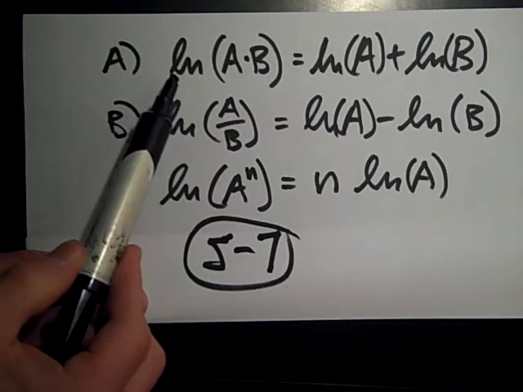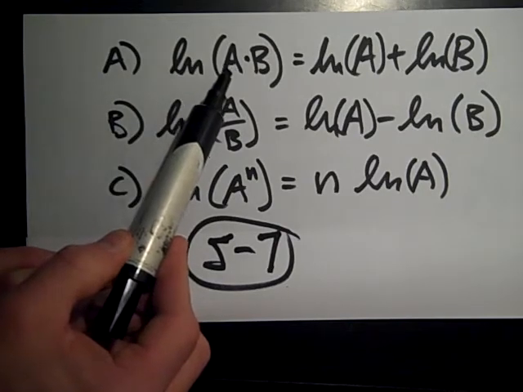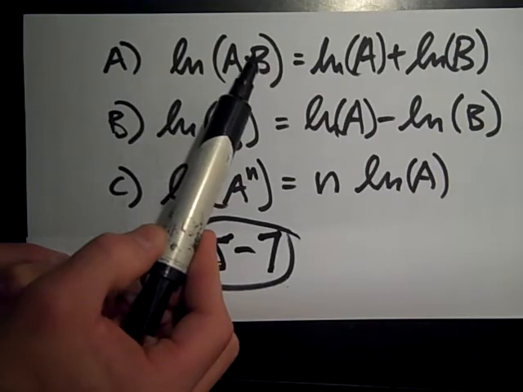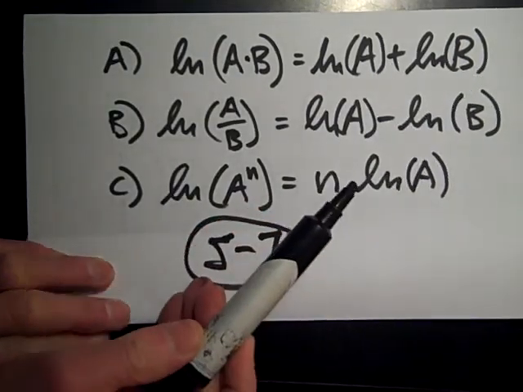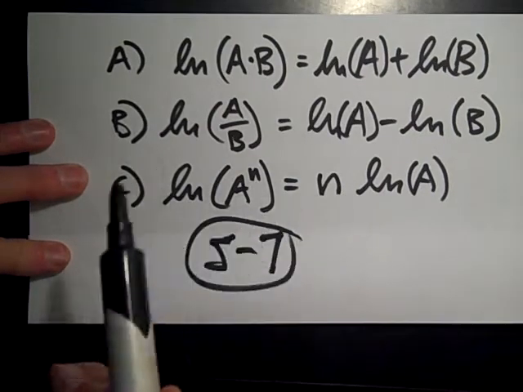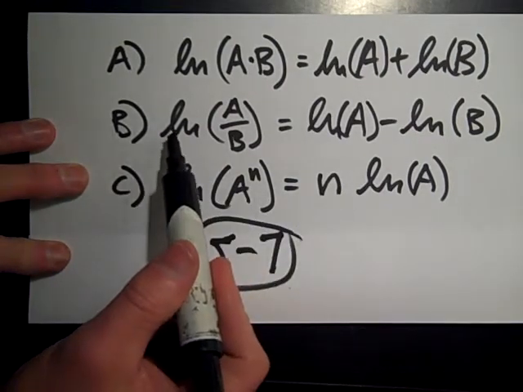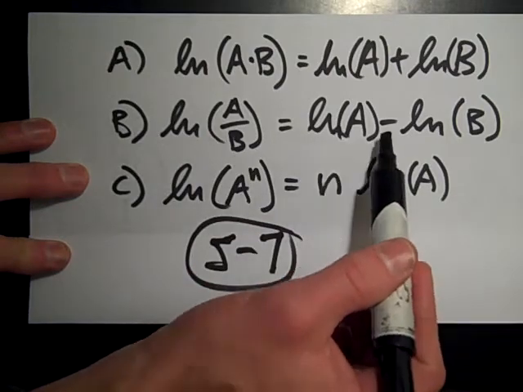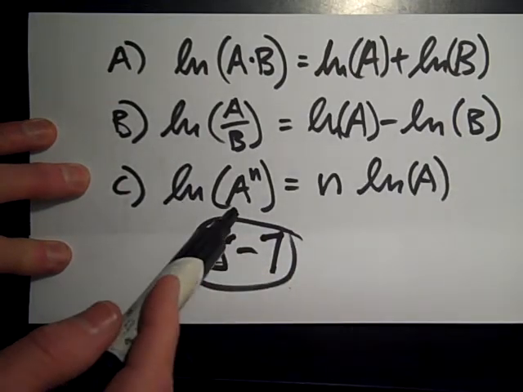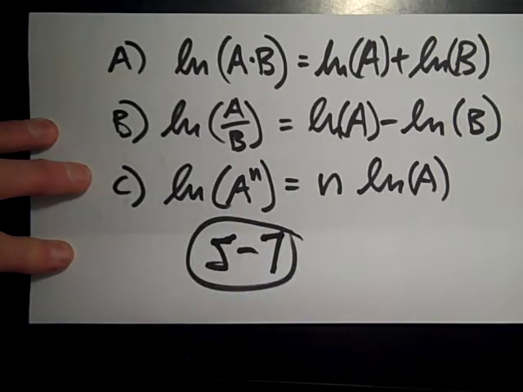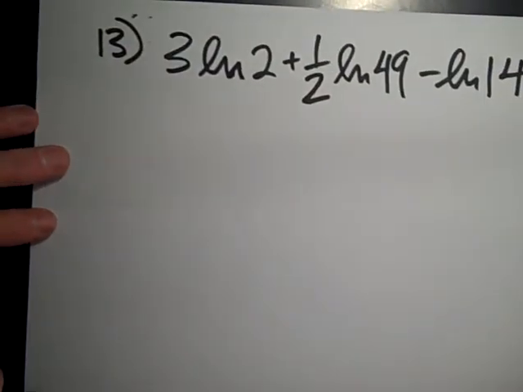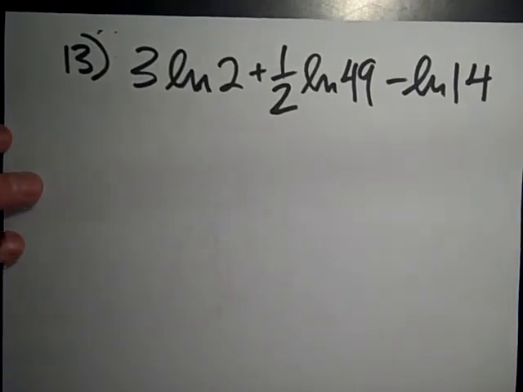The log of two numbers that are being multiplied is the same as the log of one number plus the log of the other number. These are the three laws that we went over in class. The log of a over b is just the log of a minus the log of b, and for the log of a to the nth power, you just bring the n out front and it's n times the log of a.